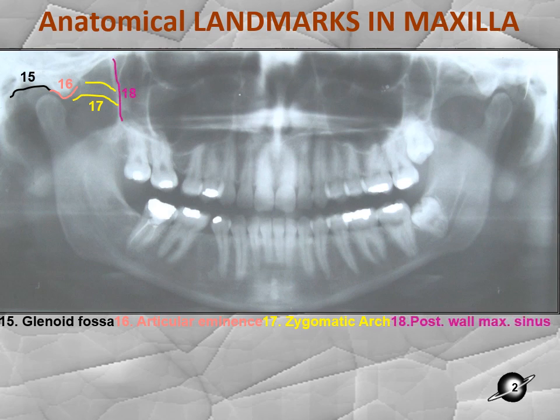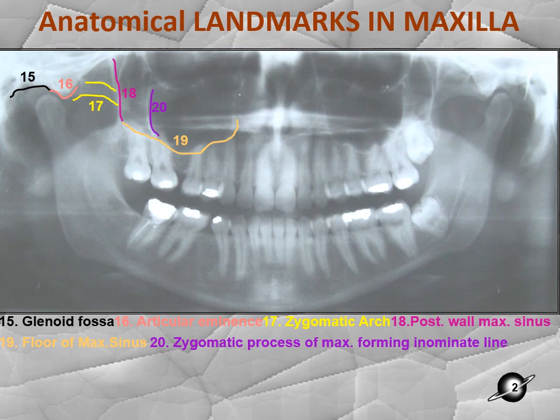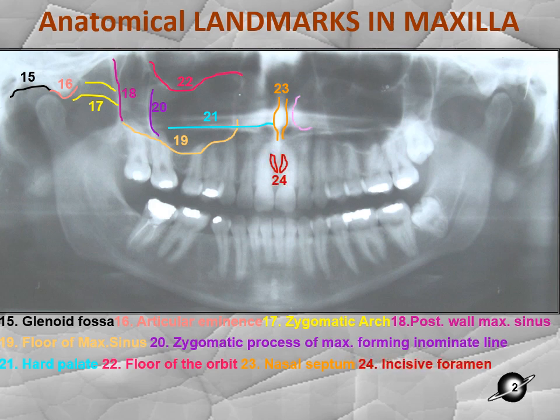Then posterior wall of maxillary sinus, floor of maxillary sinus, zygomatic process of maxilla, hard palate. Twenty-two, floor of the orbit. Nasal septum. Again the nasal septum appears as a central single radio opaque structure. Incisive foramen. Usually we don't appreciate it with OPGs because the central beam is not perpendicular to the foramen.